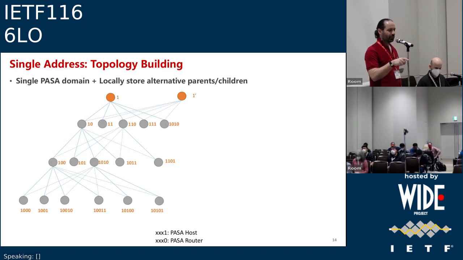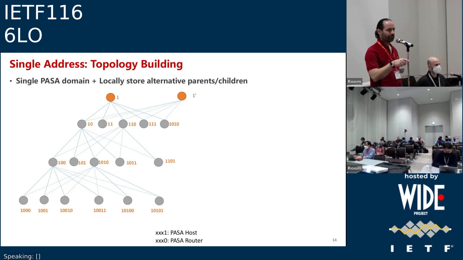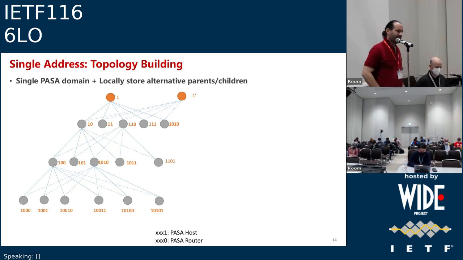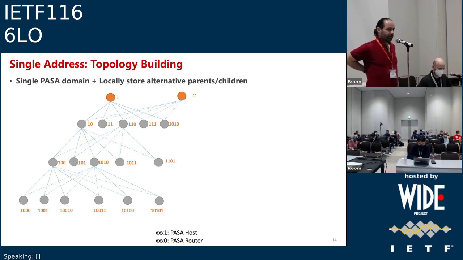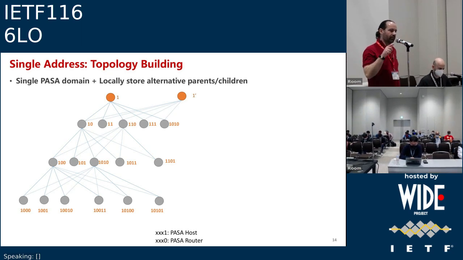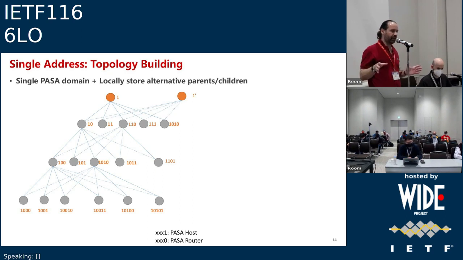Rock, you are still in the queue. Do you have further comments? I guess not. So the alternative solution is to have one single PASA domain using one single addressing space. The idea is you locally store alternative parents and children. In a certain way, it is the same thing in the sense that you add state to each node. Previously there was an alternative topology, which is locally separated. Here, everything is together and you explicitly mark, this is alternative, this is alternative.